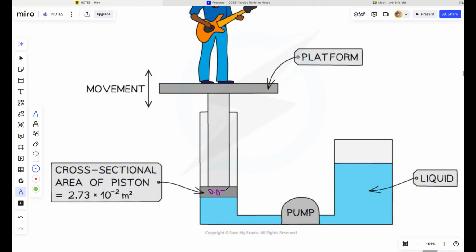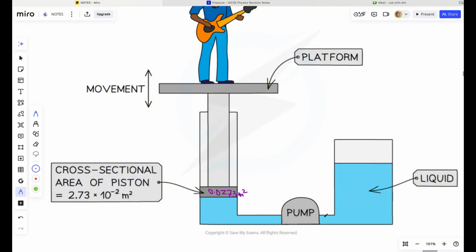0.0273 meter square. So it's smaller than the area on the other side. The value is in standard form; I just put it in a normal form. This standard form is 0.0273. So this is the area here, and you can see the area here is way larger. So the smaller the area, the greater the pressure.